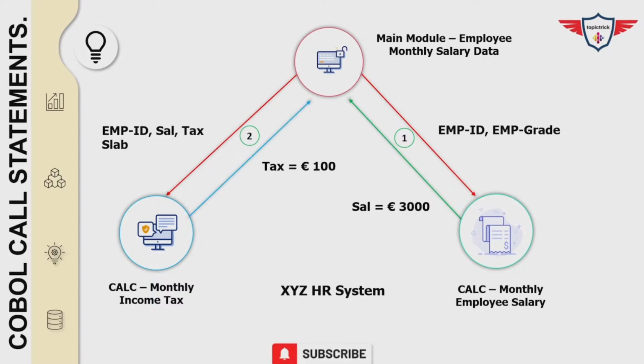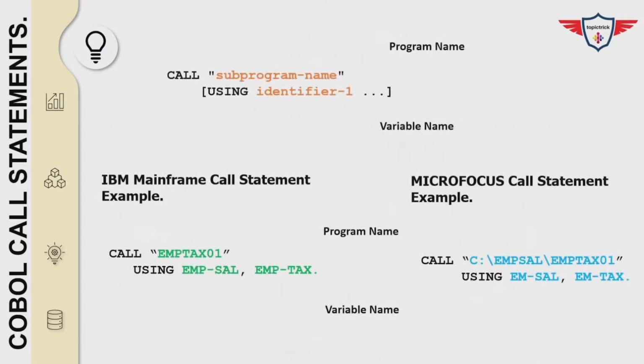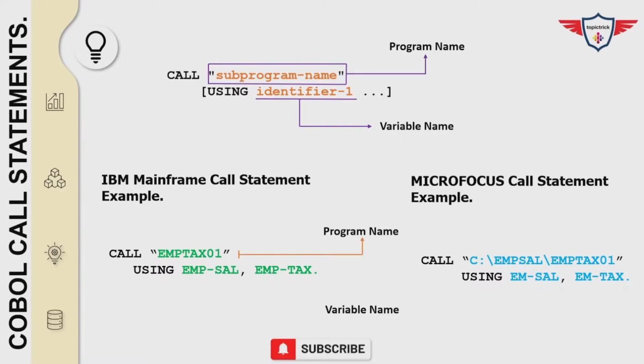Now let's focus on COBOL call statement syntax, because a main program can only call a subprogram with the help of the call statement. So the syntax of the call statement is pretty simple and straightforward. It begins with the keyword call followed by the program name, and if you want to pass any value from the calling program to the called program, then you have to use the keyword using followed by a variable name.